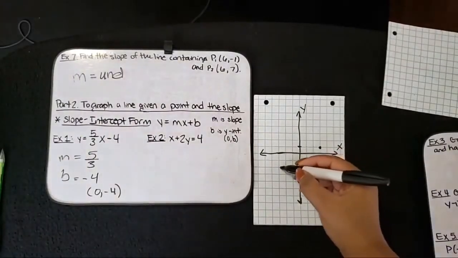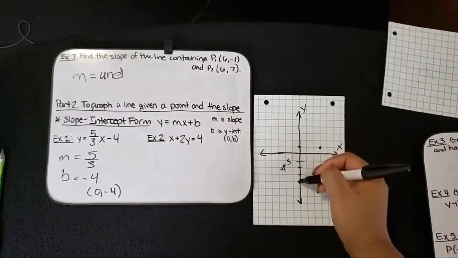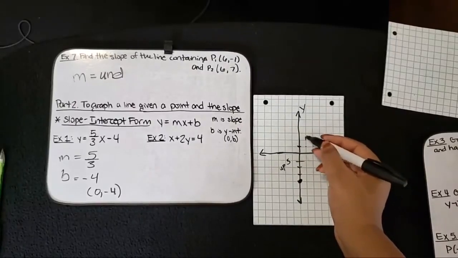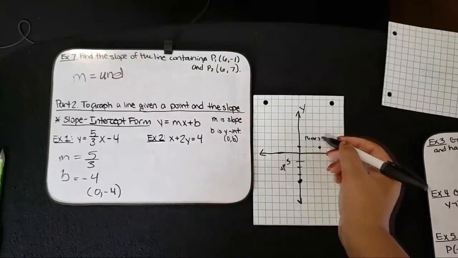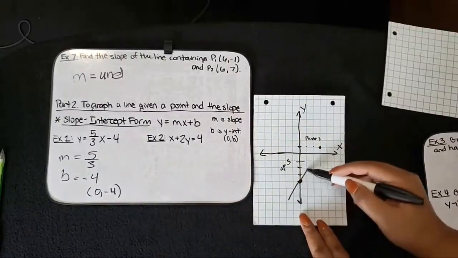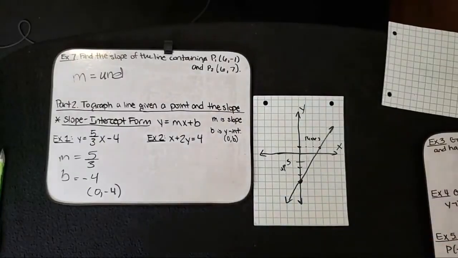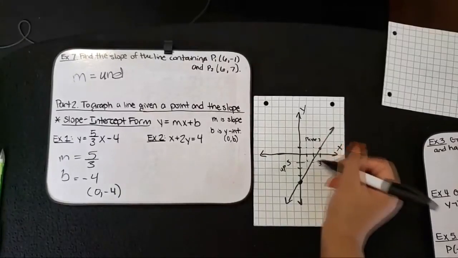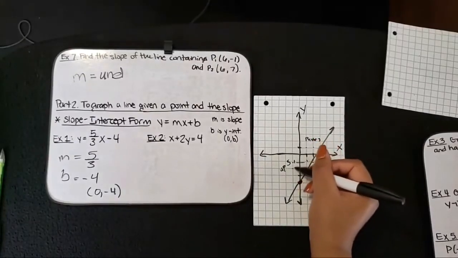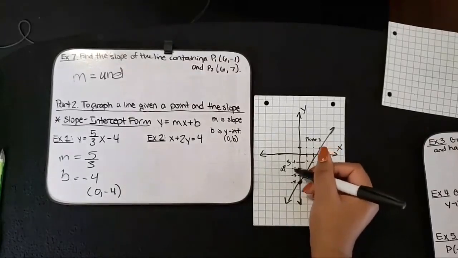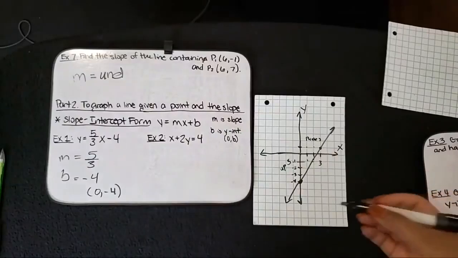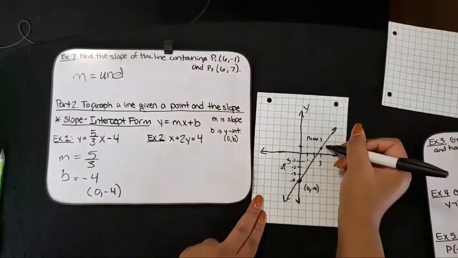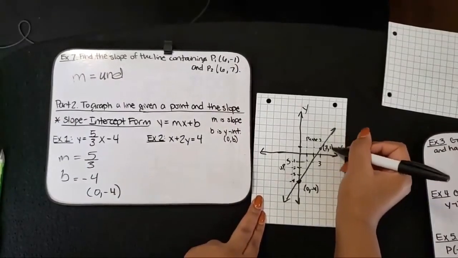So we go up 5, 1, 2, 3, 4, 5, and to the right 1, 2, 3. And then we connect it, and that is our graph. So that's 3, 1, 2, 3, and -1, -2, -3, -4, and so on. This point is (0, -4), and this point is (3, 1).